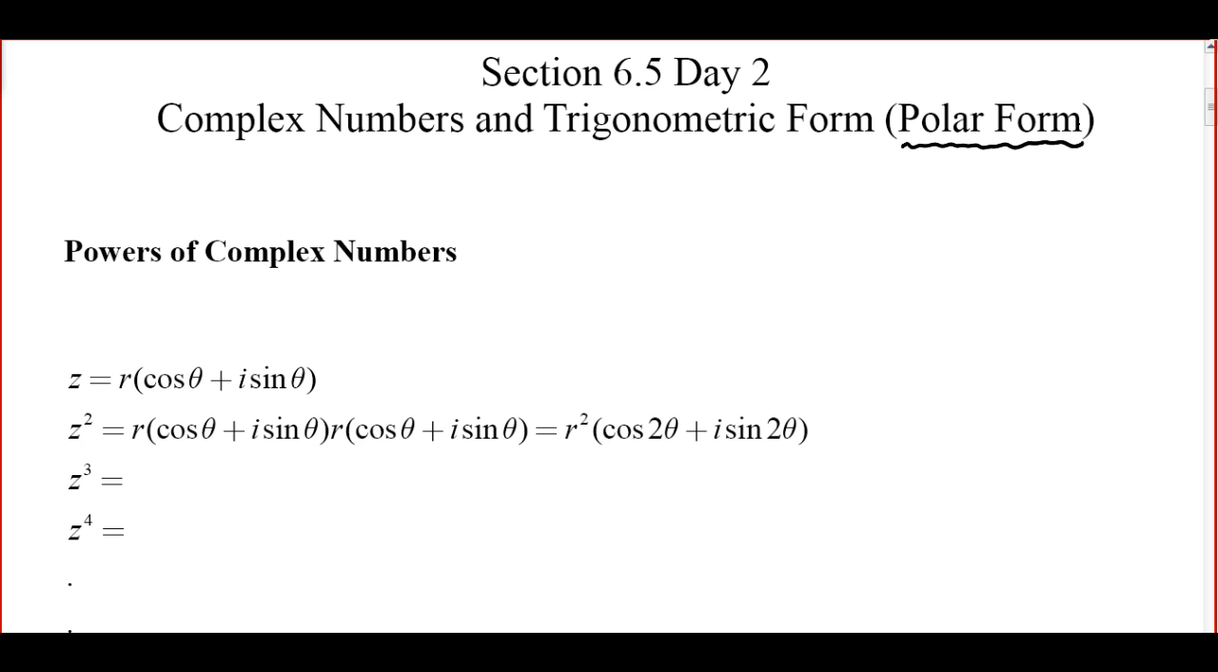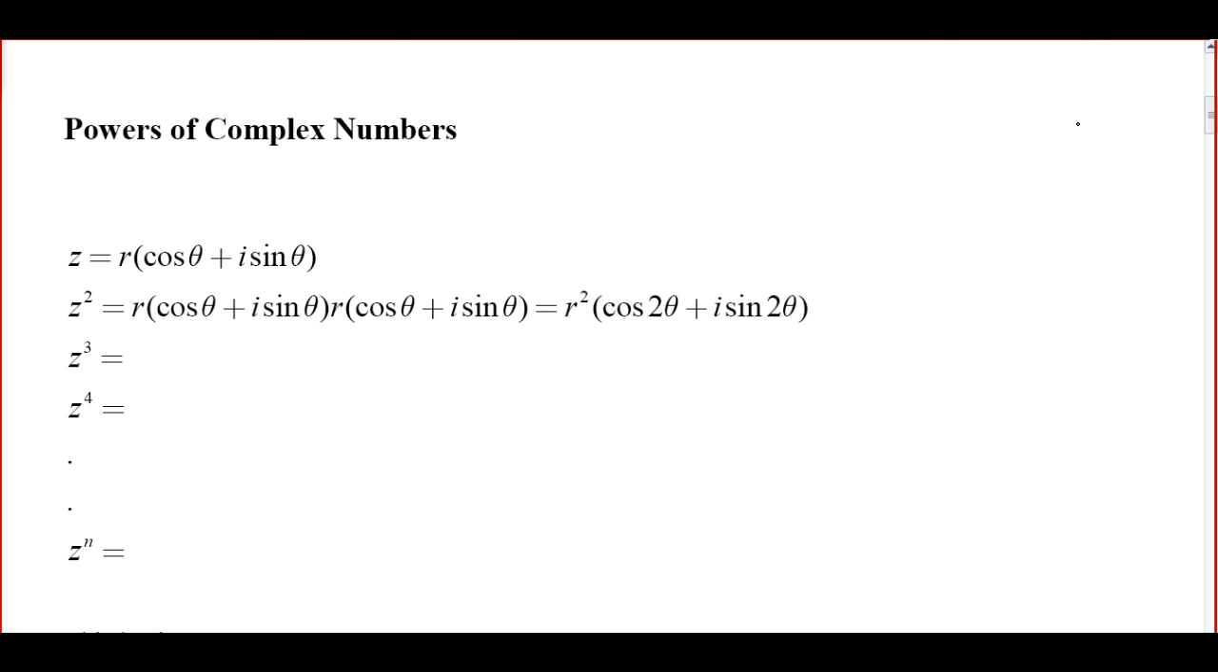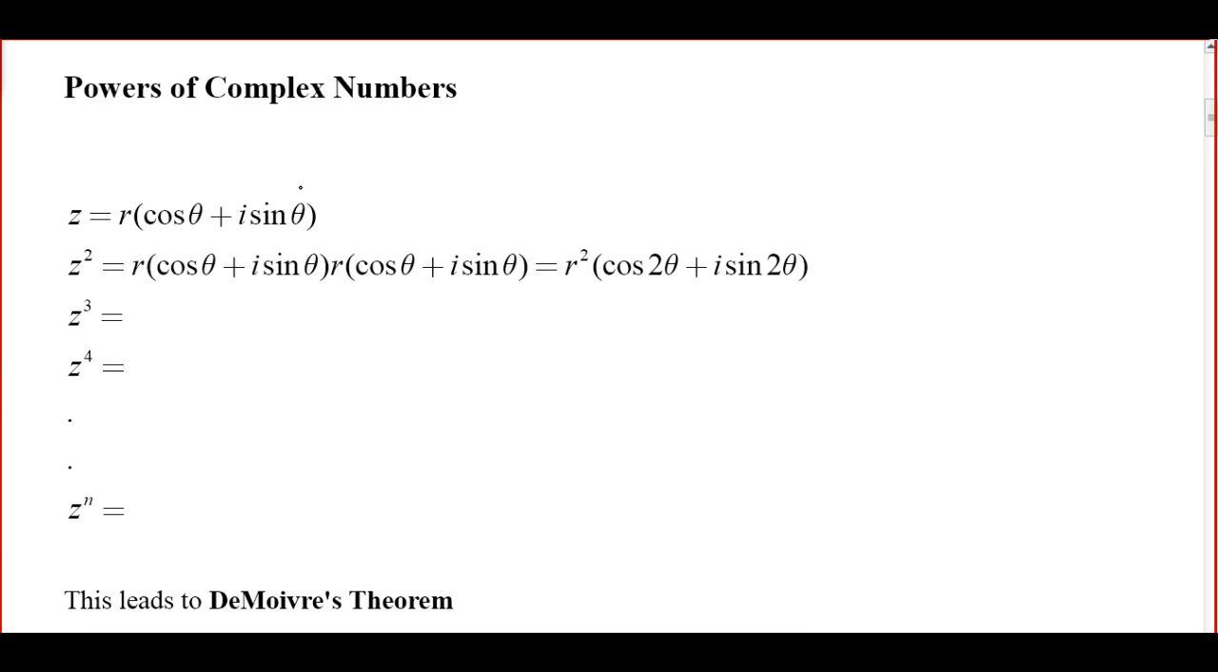So again, lots of vocabulary that you have to try and keep track of, but a lot of the concepts are really very similar to things that you've done in the past. So the first thing we're going to look at are powers of complex numbers. So we're going to look at our complex number in polar form or trig form. So again, in our standard form this would be a plus bi, but we're going to look at these in trig form. So we've got z to the first, which is r times cosine theta plus i sine theta.